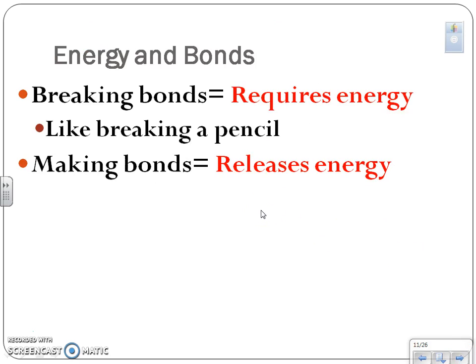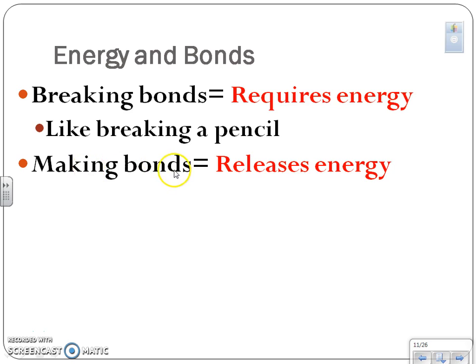All right, energy and bonds. This is where we're going to start the section on what's called enthalpy, or the energy transfer in a reaction. Now, we've talked about this. Breaking a bond is going to take energy or require energy to be put in. That's called an endothermic, therm meaning heat or energy, endo, into. It's an endothermic process, like breaking a pencil.